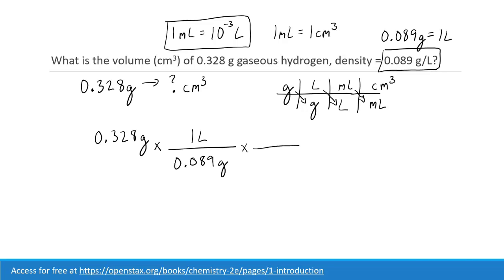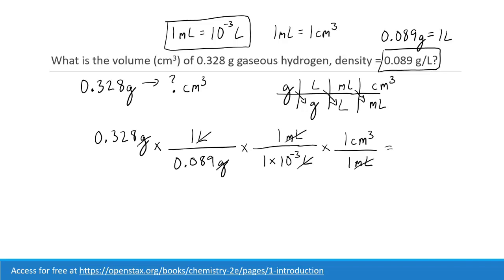Okay, our second step, we need liters to be on the bottom, milliliters on top. 1 times 10 to the negative third liters and 1 milliliter on top. The next conversion factor between milliliters and centimeters cubed is a 1-to-1 ratio, with 1 centimeter cubed on top, 1 milliliter on the bottom. All of our units should cancel, except for the centimeters cubed.